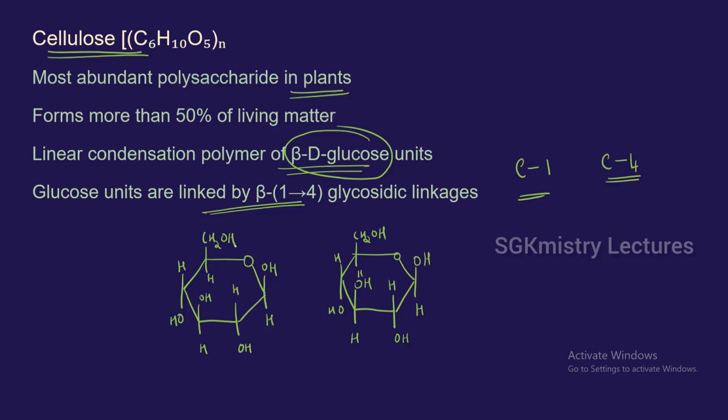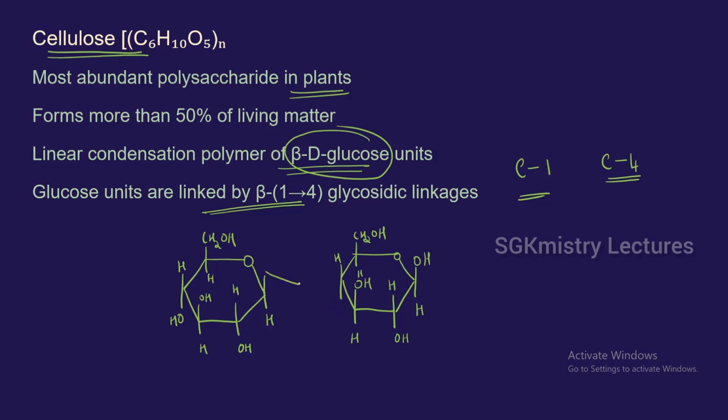Then of course it is a polymer, it goes on, and it is a linear polymer. So of course the beta 1,4 glycosidic linkages are used to form the bonds between the different beta D glucose units. Now you can see OH is here, OH is here. So the linkage will be like this. So let me show the linkage, the glycosidic linkage.